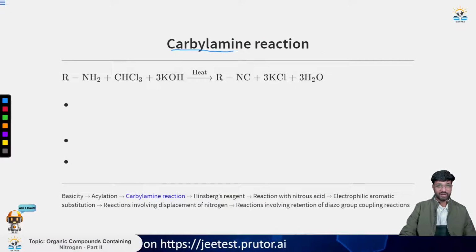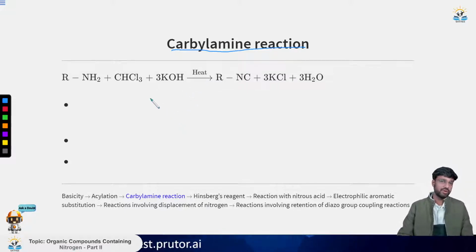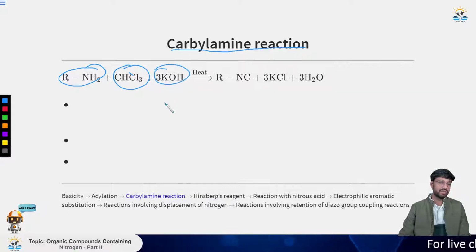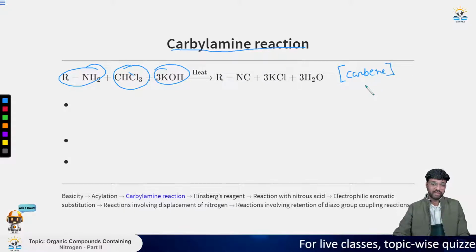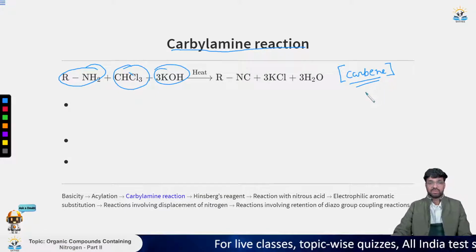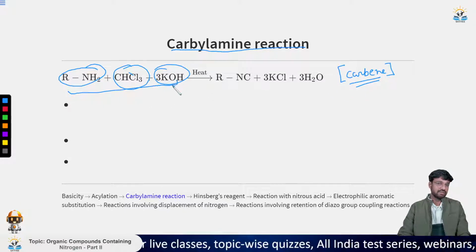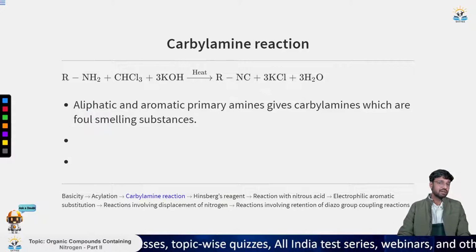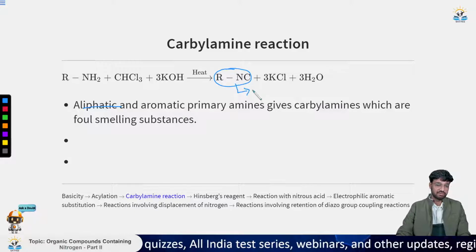Next, we have the carbylamine reaction. It is also a test for the primary amine. What we do is we take RNH2 in the presence of CHCl3 and KOH, a basic medium. If anyone asks you what the intermediate here is, I'm not giving the whole mechanism, but just for knowledge, it can be said that it involves formation of carbene during this reaction. So we heat this mixture, and we get the product RNC, which has a foul smell.